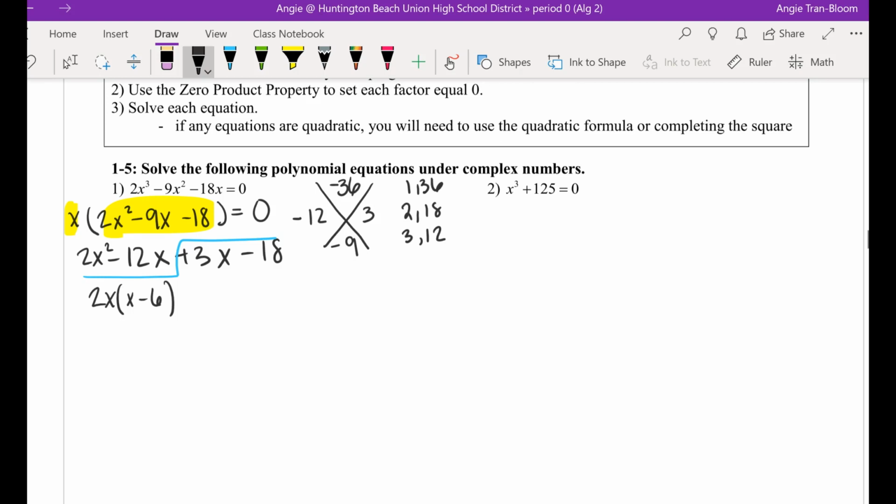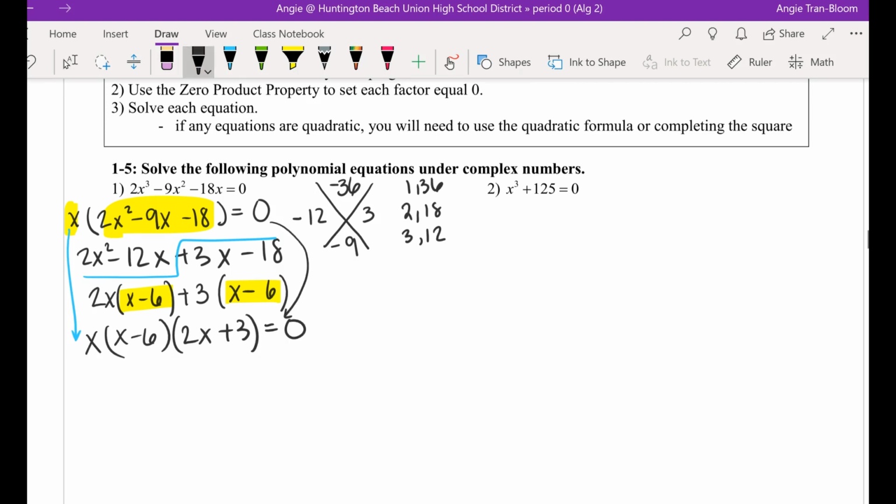3x minus 18, they have a positive 3 in common. Take out a positive 3, so you're left with x minus 6 as well. These two guys are in common. So now that is your factor. You can factor that out. You're left with 2x plus 3. Don't forget to drop this guy all the way down, which is an x. And don't forget to drop this guy all the way down, which equals 0.